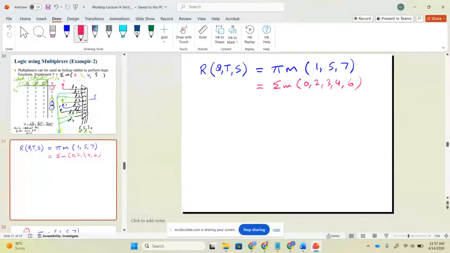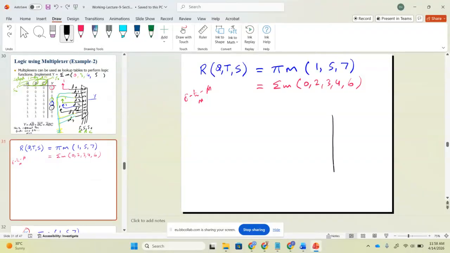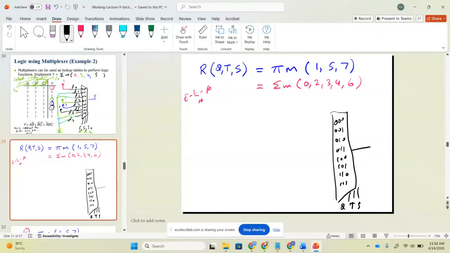Okay. Now we want to design using an 8 to 1 multiplexer. So first we need to draw the 8 to 1 multiplexer. I can use the black color for it. 0 0 0, 0 0 1, 0 1 0, 0 1 1, 1 0 0, 1 0 1, 1 1 0, and 1 1 1. What should I connect? Q, T, and S. So Q should be here, and T and S should be there. What should be my output? Help me. Label it. Anyone may answer. R. R.